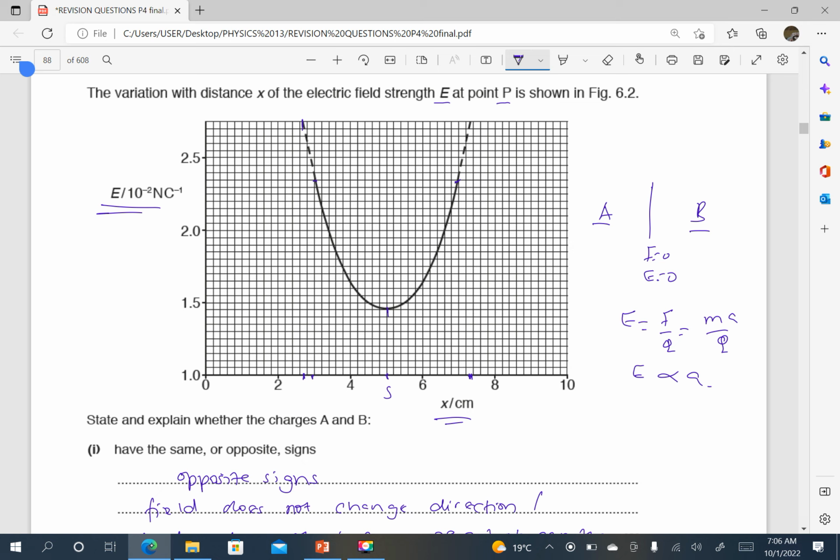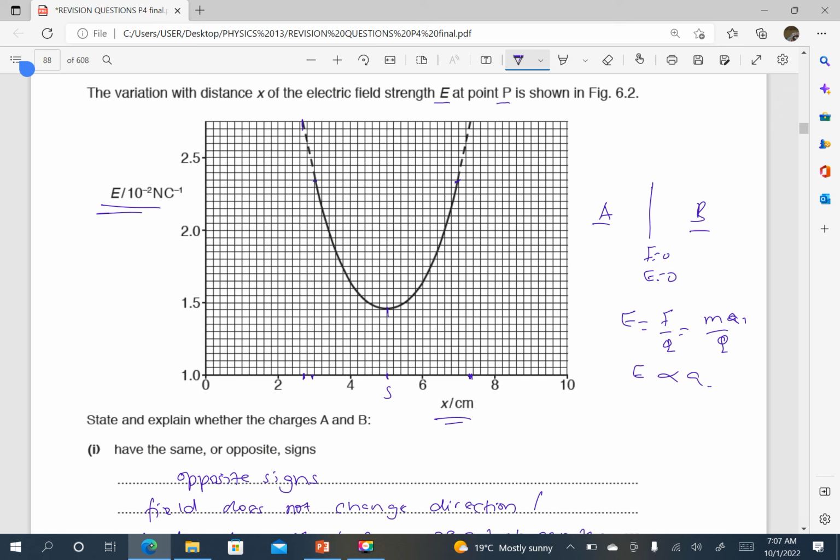At 5 centimeters here, where E is minimum, it means the force is minimum, and that also means the acceleration will be minimum. After 5 centimeters, as we move to 7 centimeters, the electric field strength is increasing, which means the force is also increasing, which means the acceleration is also increasing. Note that force is directly proportional to electric field strength, and since force is mass times acceleration, the acceleration is directly proportional to the electric field strength.